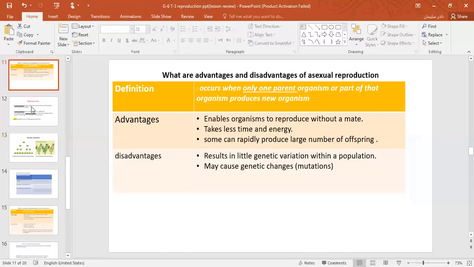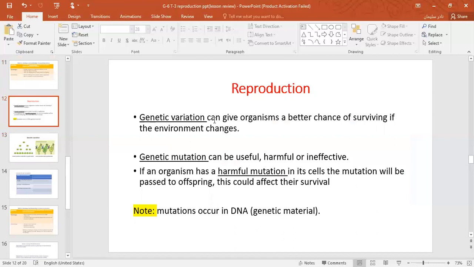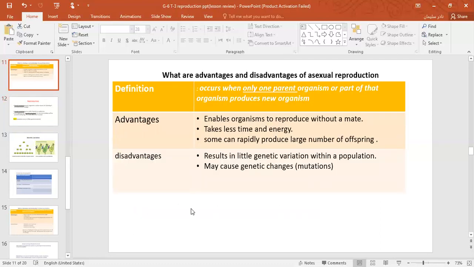Now, you have to know also that genetic variation can give organisms a better chance of survival. So asexual reproduction, because it results in less genetic variation, will cause the organisms to have less chance of survival when environmental changes take place. Okay, so here, because no genetic variation, organisms have less chance of survival when the environmental conditions change. The second note you have to know also, that one of the disadvantages of asexual reproduction is that it may cause genetic changes, may cause mutations.